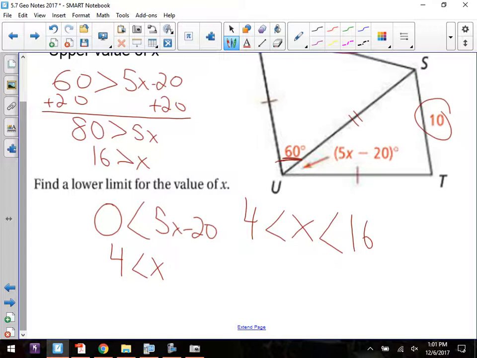Any value of x that you choose that's bigger than 4, but yet smaller than 16, will work. That's what we're getting. Okay? That's what we're doing. It's not too terrible, is it?